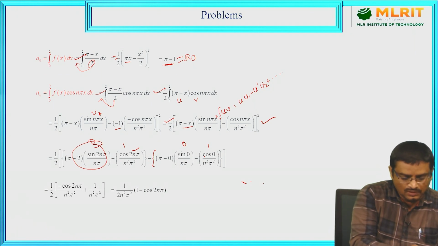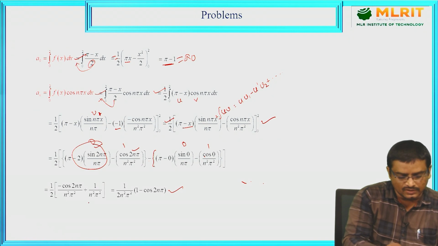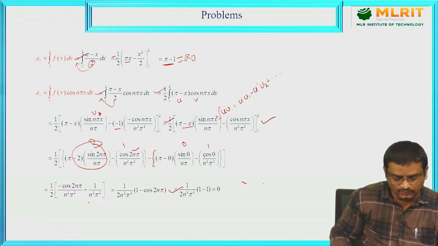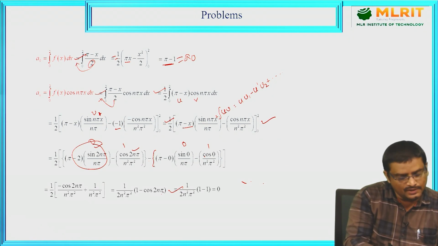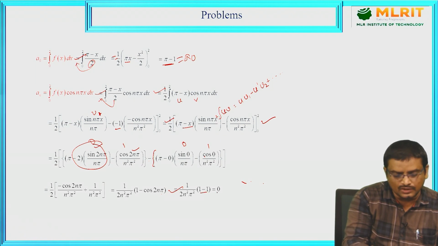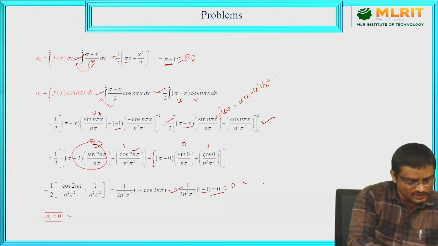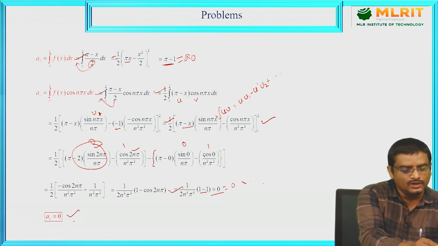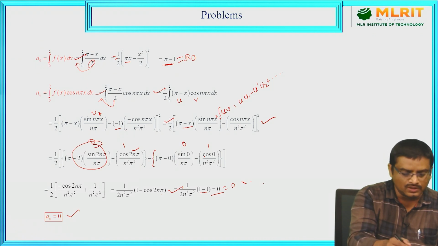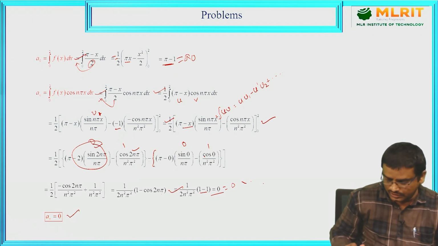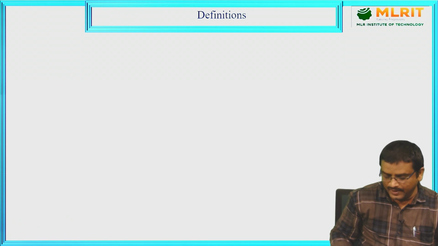Now I have taken the denominator n square pi square outside, so finally you will get this value. Cos 2 n pi is 1, so 1 minus 1 you will get 0, and 0 into anything is 0. So finally we get that a n is equal to 0. So a naught is equal to pi minus 1 and a n is equal to 0. Now we will go for b n.